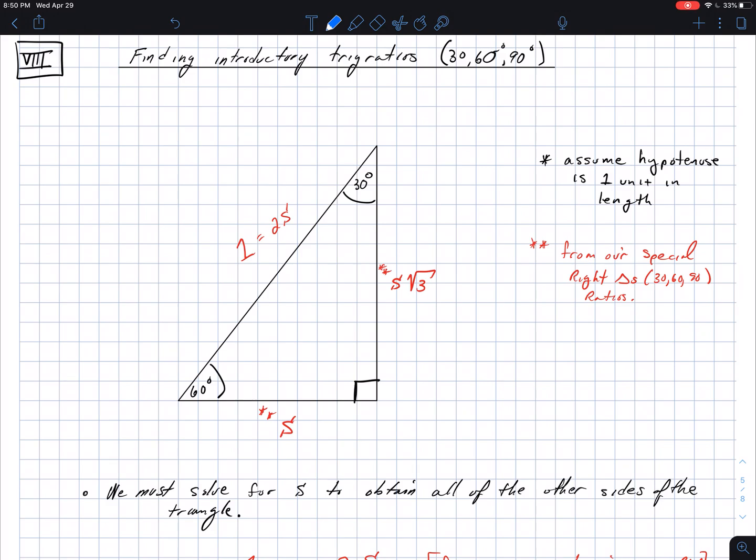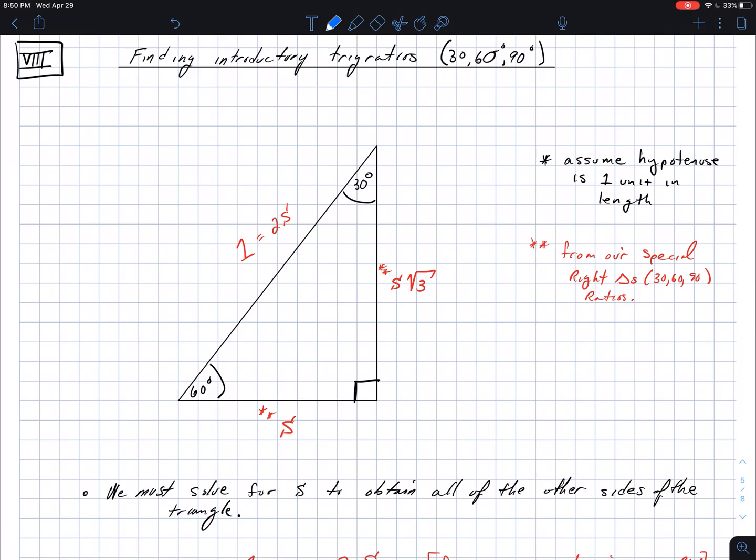And we're going to assume again that the hypotenuse is equal to 1 unit in length. Notice that I've already put the appropriate sides labeled. Always opposite 30 is S. Always opposite the hypotenuse is 2S. And always the last is the S root 3. Like I said, if you label them correctly, you will never go wrong. The calculations are not that bad.